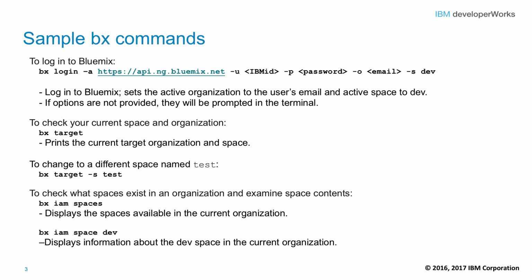After you've logged into BlueMix, these commands show some ways to manage your work within spaces. The BX target command shows you your current organization and space. To change to a different space in BlueMix, you can use BX target -s and then the new space name. To see what spaces are available within your organization, you can use the IAM spaces command, and then to find more details about a particular space and get an information of what applications and services are there, you can use BX IAM space and then the space name.